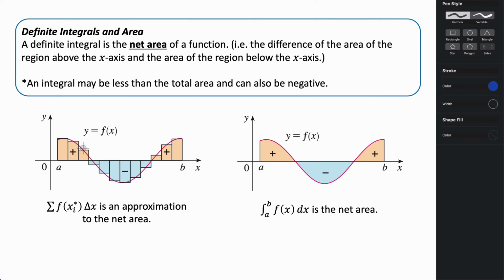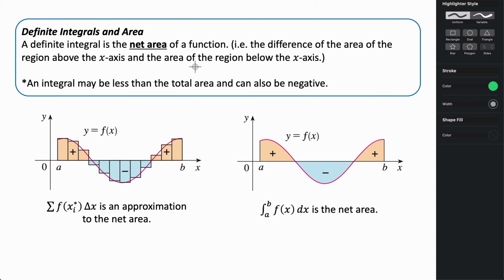If your function is above the x-axis, the area under the curve there is positive, right? You can see that there. And when your function is below the x-axis, the area under the curve in that region is negative. One thing to note is that your net area does not have to be positive. You can have a negative net area, and your net area could be less than the total area.